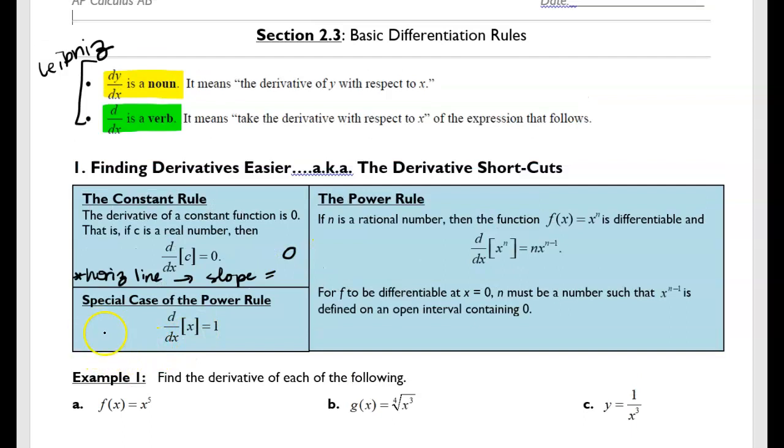Also, if I have a line like y equals x, that slope is 1, right? So if I just have a line y equals x, that slope is 1.